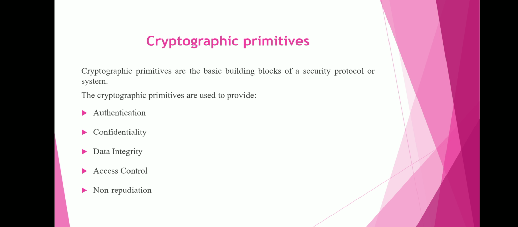Next we have one more security service, that is data integrity, or we can say message integrity. Here, while sending the information from source to destination, we need to protect the data. There may be attackers or intruders in the network, and they should not modify the data or read the data.